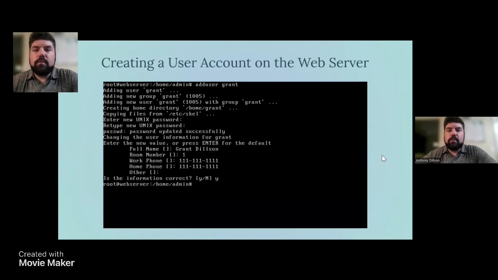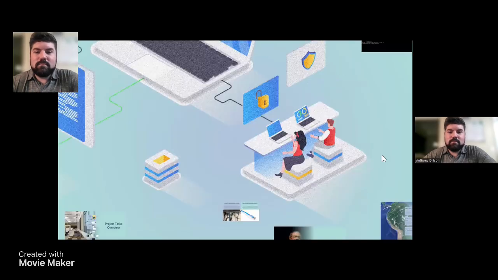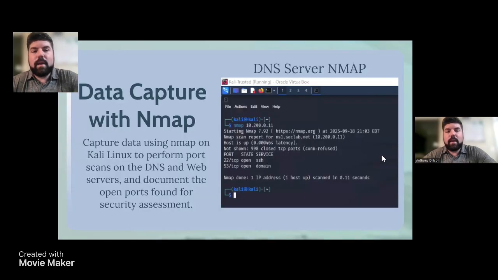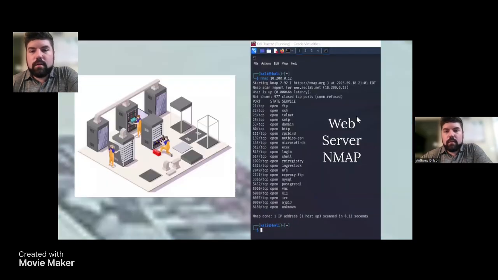They also wanted me to create a user account on the web server. This is the command to create the user grant, very original, and the password was successfully created. The data was captured using Nmap to see if there were any open ports on the Kali machines. This one is for the DNS server, and port 22 SSH and port 53 domain are both open. The next one is our web server, and as you can tell, we have several openings here. As you can see, they are listed, all available and all open.